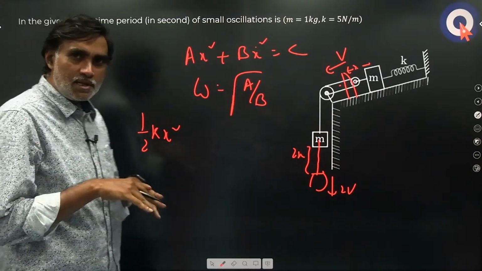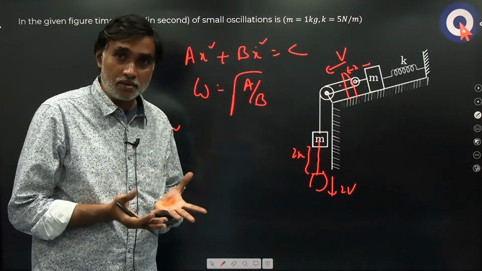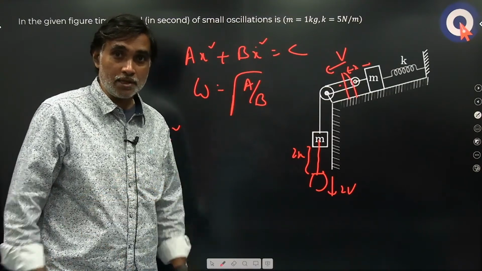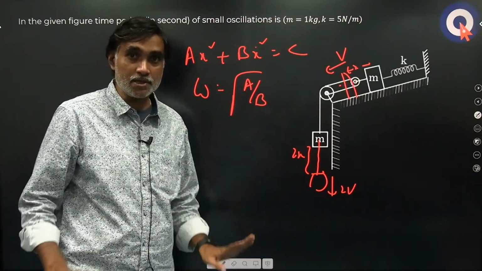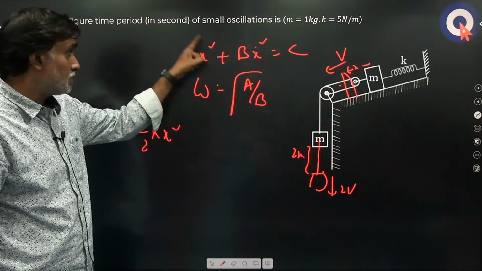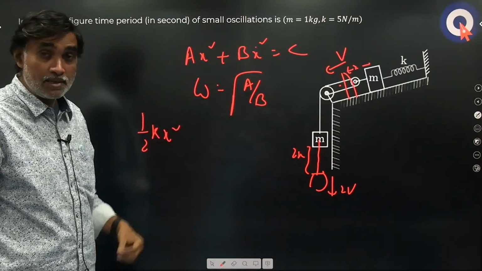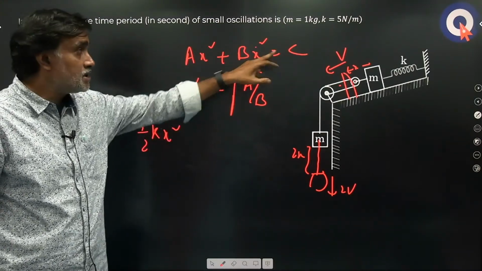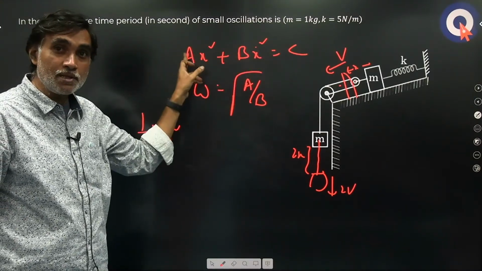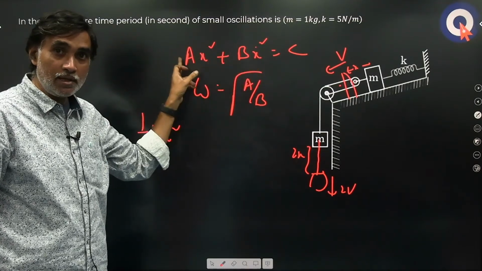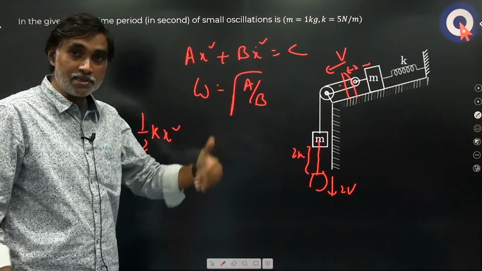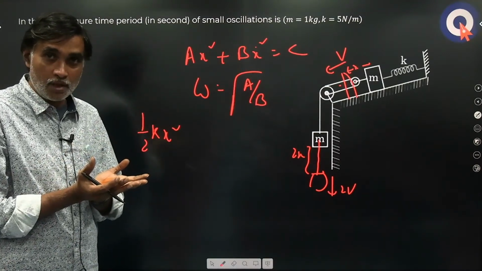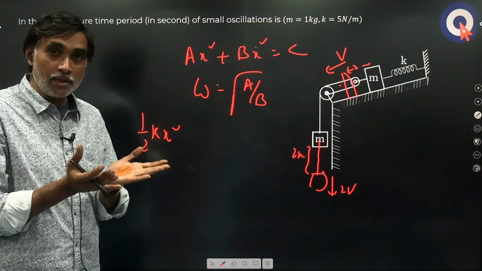Already, whatever potential energy is there at the mean position is not included in the energy of oscillation. Only the increase in energy of oscillation I want here. A x square means this is the potential energy term, this is the kinetic energy term. And energy of oscillation is not the total potential energy plus kinetic energy. It is only the increase in potential energy when the particle is displaced from the mean position. There can be some potential energy at the mean position, that you should not include in the energy of oscillation.